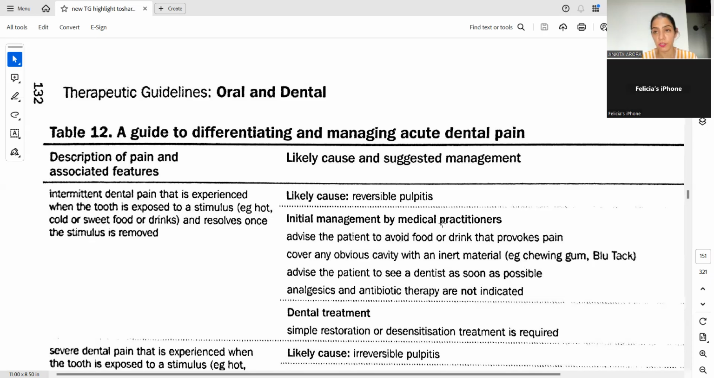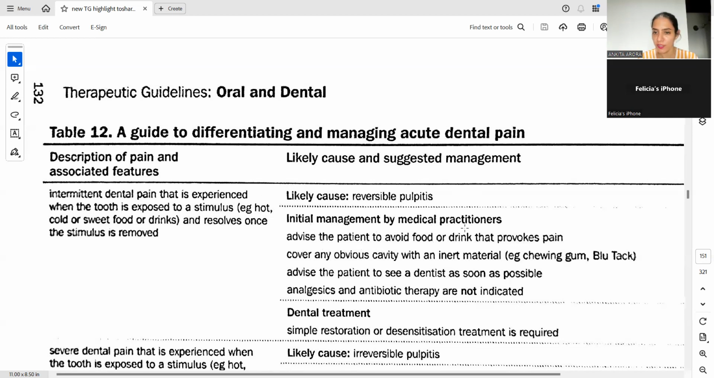If the patient is visiting a medical practitioner for his toothache, sometimes there is non-availability of a dentist, or the patient is from a rural background or primary healthcare center and doesn't know the difference. So initial management can be done by medical practitioners, that is prescribing analgesics. Advise the patient to avoid food or drink that provoke the pain. Cover any obvious cavity with an inert material like chewing gum or blue tack. This is done by medical practitioners. This is not for the dentists.